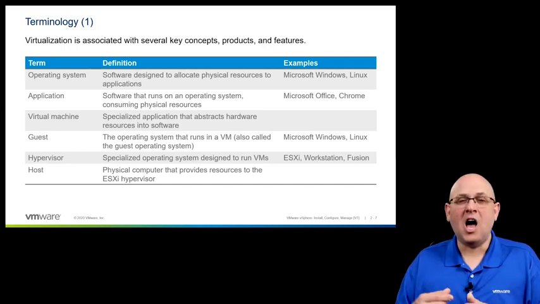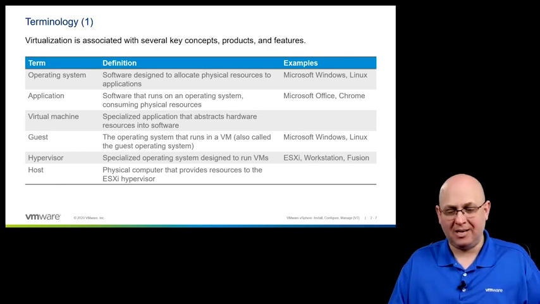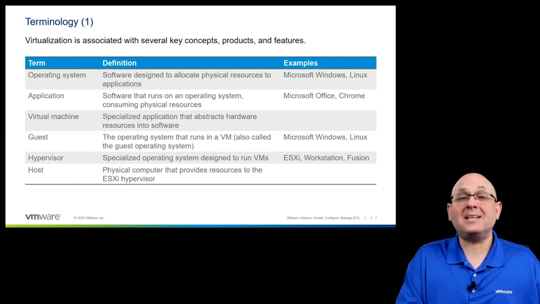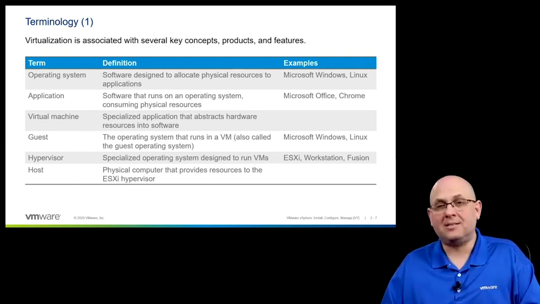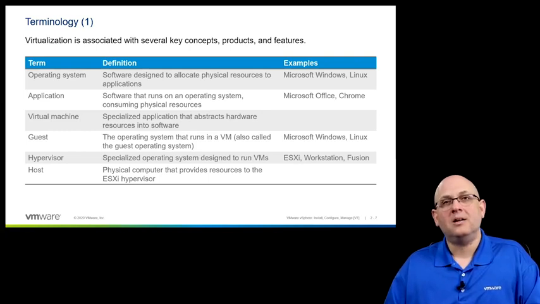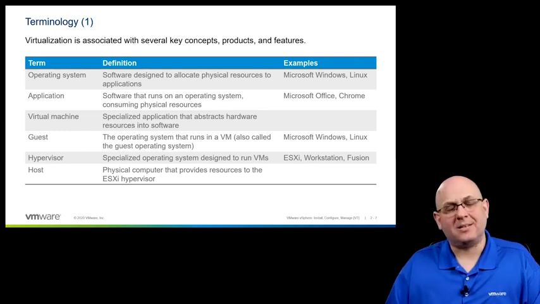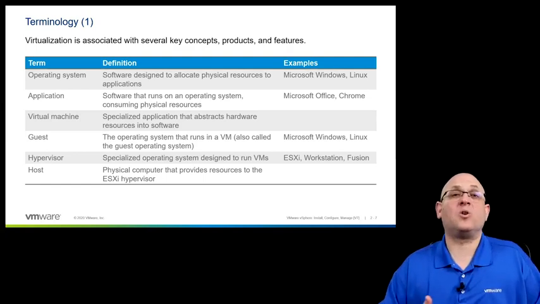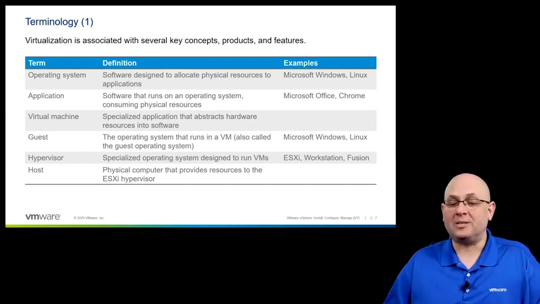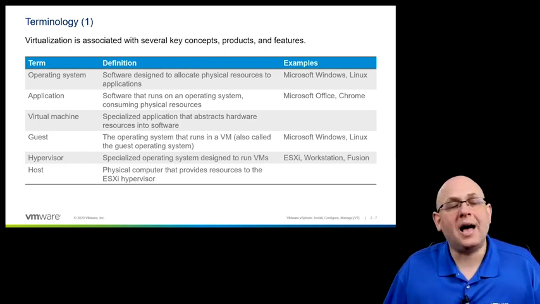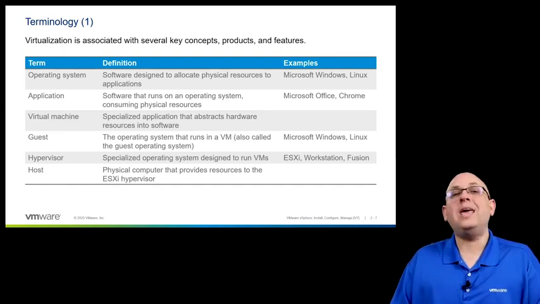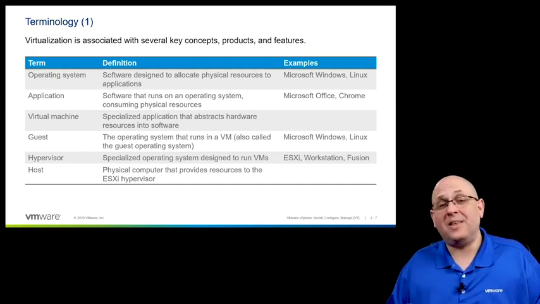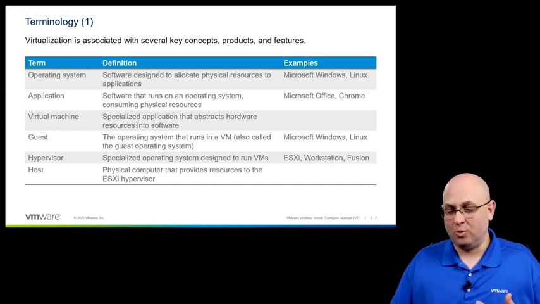Oh, so it's a special type of application. The virtual machine runs a guest operating system, like Windows or Linux. Well, what kind of operating system runs a virtual machine? If a virtual machine is an application, it needs some sort of operating system to allocate physical resources to it. Well, that's a specialized type of operating system that we call a hypervisor. And the hypervisor is the operating system that is designed to do nothing but run virtual machines.